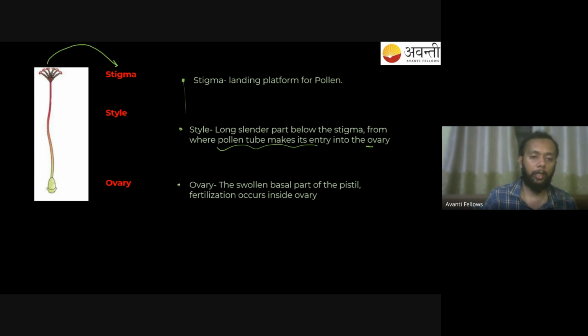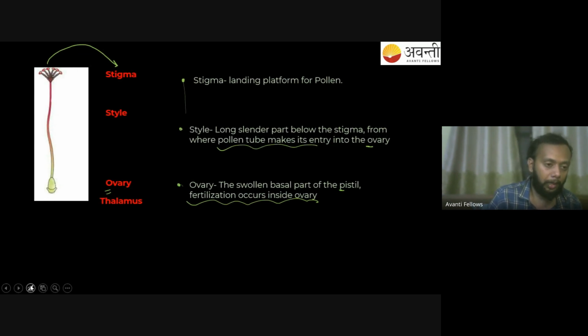And then you have the ovary, the swollen base part of the pistil. Fertilization occurs inside the ovary. So आपका fertilization ovary के अंदर ही होता है. याद रखना, always inside the ovary you will have the ovule, right? Always within the ovary you will have the presence of the ovule, और ovule के अंदर आपके सारे events यहाँ पे होंगे.